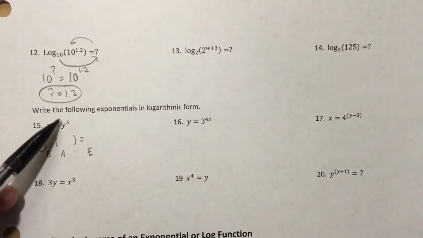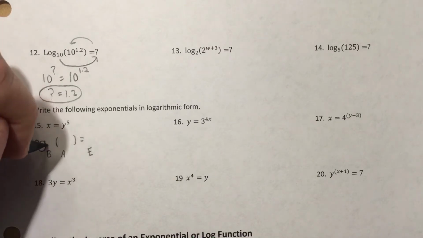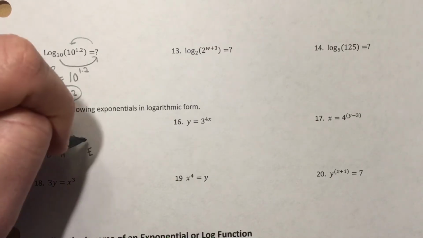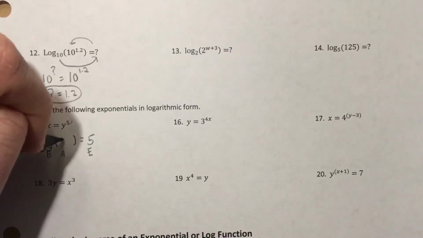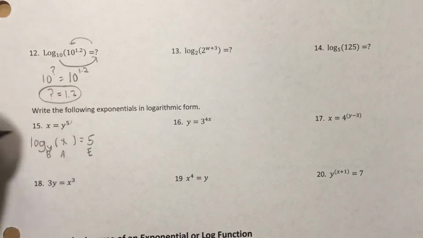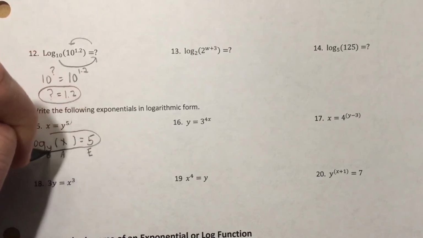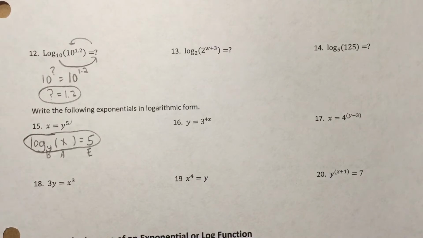So the base of our exponent is y. Our exponent is 5. And then our answer, what was by itself, was x. So this would be log base y of x equals 5. If we want to double check, y to the 5th equals x.